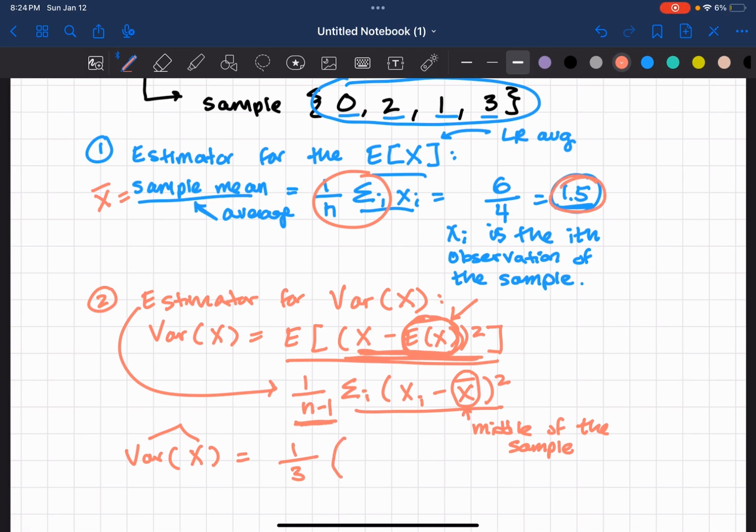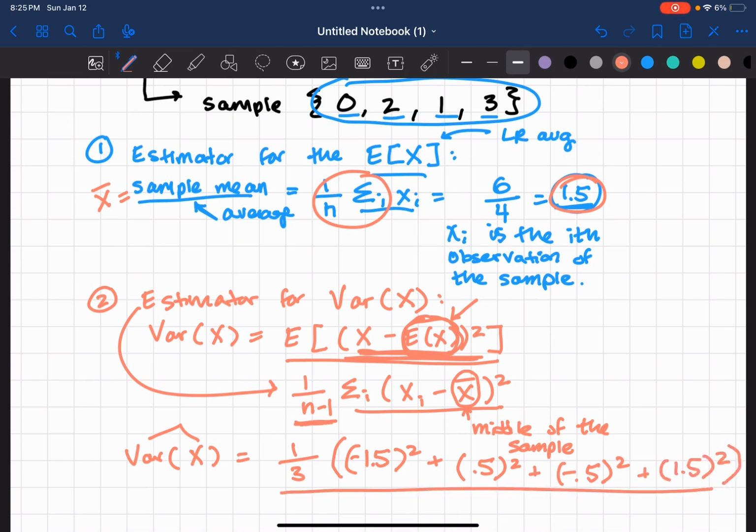So 0 minus 1.5 is negative 1.5, and we'll square that, plus 2 minus 1.5 is 0.5, square that, plus 1 minus 1.5 is negative 0.5, square it, plus 3 minus 1.5 is 1.5, square that. That's our estimate for the variance of x.